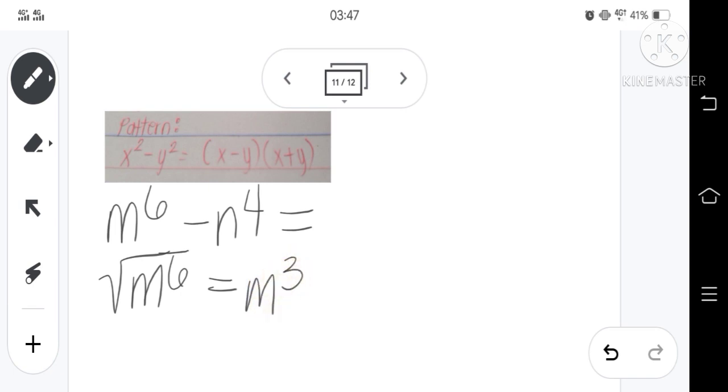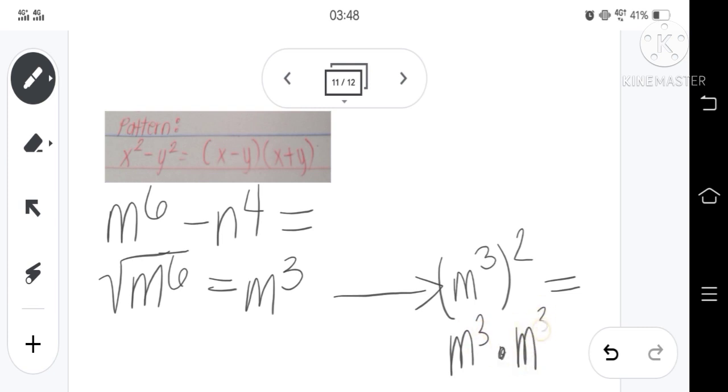m cubed. So, how do I get m cubed? Think of a number or expression whose square is equal to m raised to 6. And that is m cubed. For further solution, m cubed squared, if we rewrite it into expanded form, is equal to m cubed times m cubed. By laws of exponents, when we multiply the same variable, we just add the exponents. So, 3 plus 3 is equal to 6. That's why, when we reverse the process, the square root of m raised to 6 is equal to m cubed.